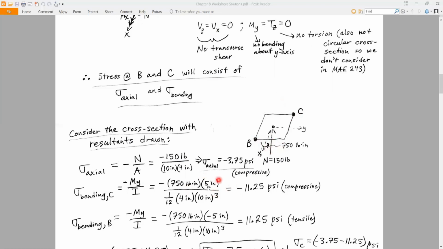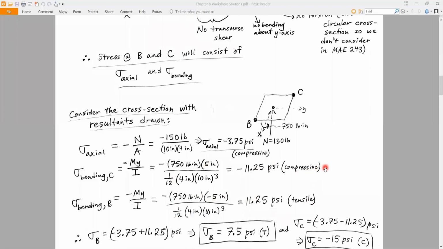We have the same Y value for both C and B, but if we're following our typical flexure formula sign convention, Y for C is a positive 5, Y for B is a negative 5. So the negatives cancel here. We get a tensile stress for B, but a compressive stress, once again, for C. Now all we have to do for the combined stress is add them up.